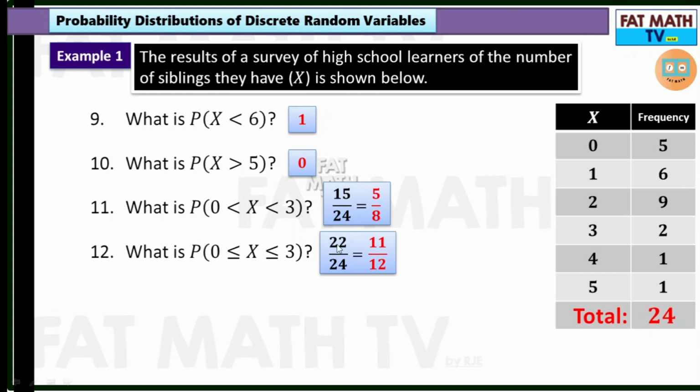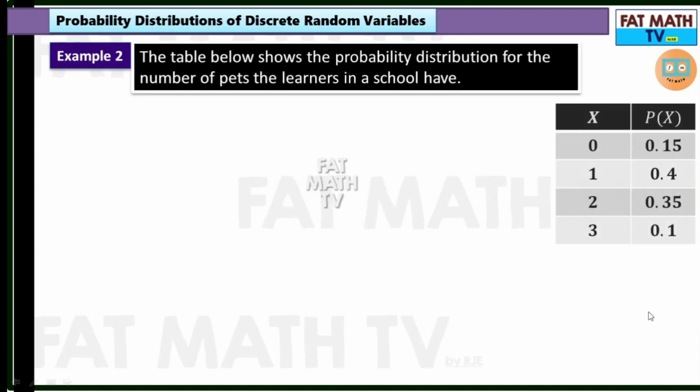So it's easy as that. You just need to look at the frequency distribution table given. But of course, you have to identify first the total number of learners surveyed here, the total of the frequencies, because that will be your denominator. Let us have another example.